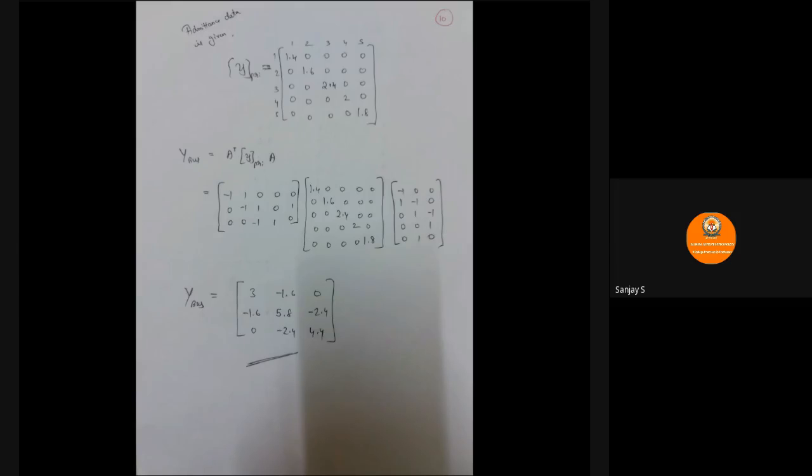Then at last we are left with the formula Ybus equals A transpose Y primitive A. So we write the A transpose matrix in between, before Y primitive and the A matrix. Perform the matrix multiplication to get the final result. Ybus is equal to 3, -1.6, 0; -1.6, 5.8, -2.4; 0, -2.4 and 4.4. So this is how we find Ybus by singular transformation.